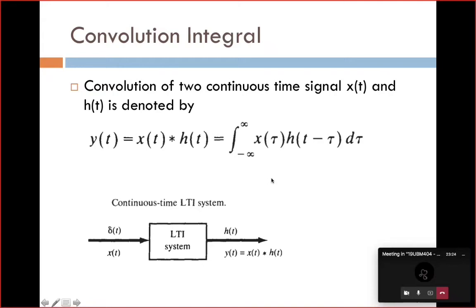Called the convolution integral. When we are discussing Laplace transform and Fourier transform, I have repeatedly told you that the convolution integral and modulation properties are more important and also repeatedly asked in university examinations. It has a lot of application not only in signals and systems, signal processing or communication, it has many applications in control systems, wireless systems, etc.